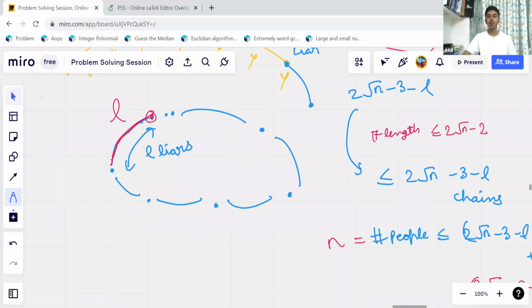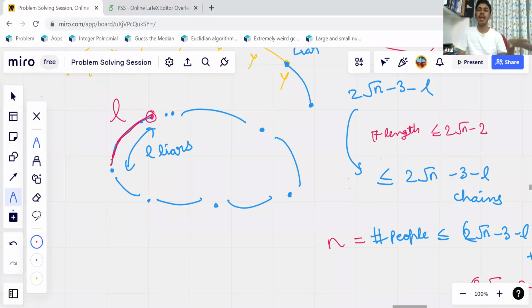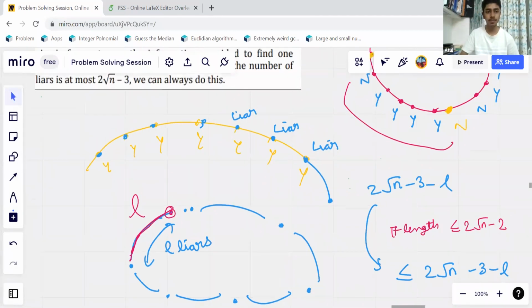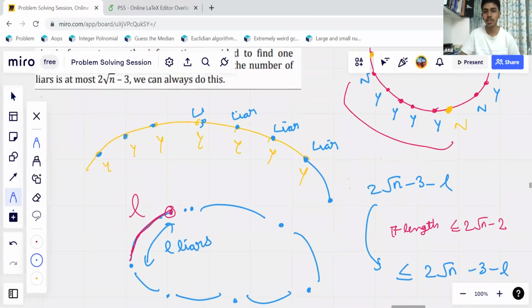And the dots in the middle are the no's. So we're going to pick the chain with the most number of yeses and pick the rightmost guy over there, and we claim that he must be truthful. The reason is, let's say there are L people or L elements in this longest chain. The only way the rightmost guy is a liar is if everyone else in this chain is also a liar.